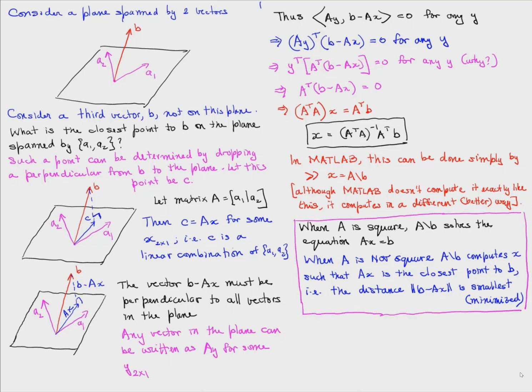So this is a summary of what the backslash operator means in MATLAB. We can also say that b is orthogonally projected onto the plane spanned by the columns of A. We'll see in the next video where this gets applied in the assignment.